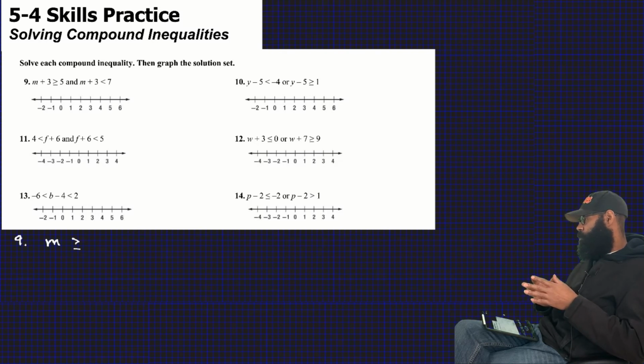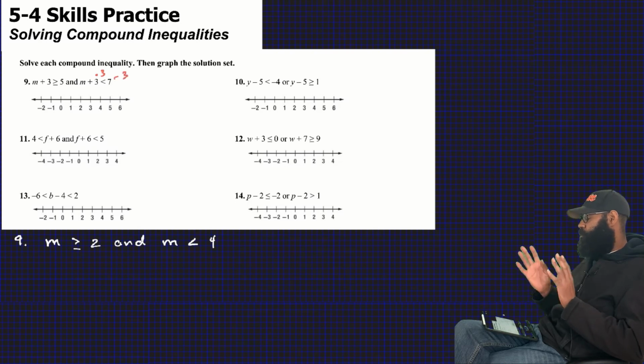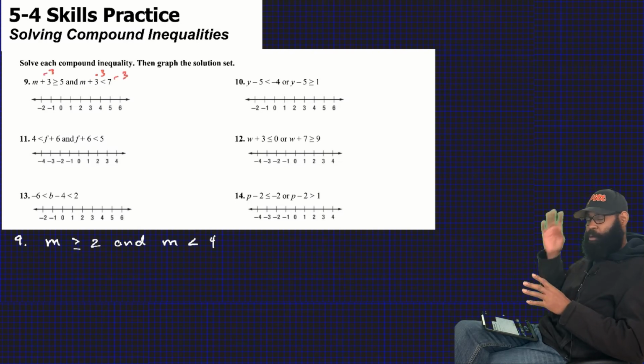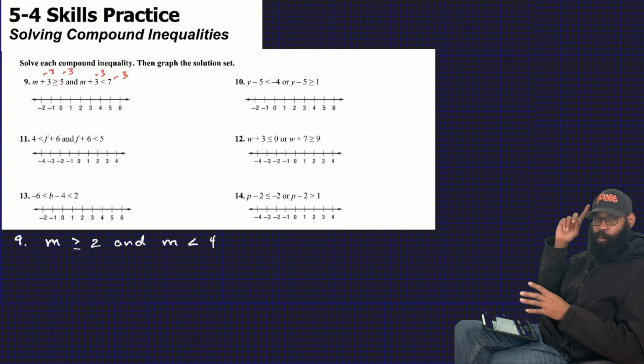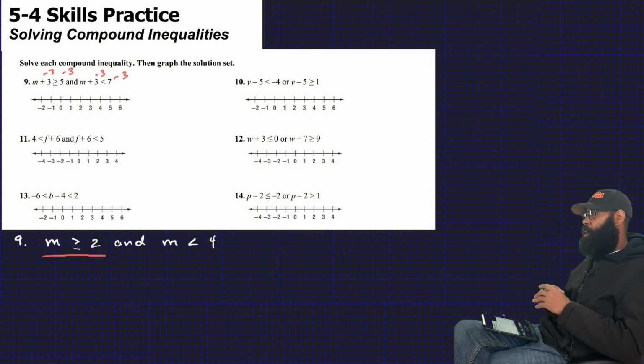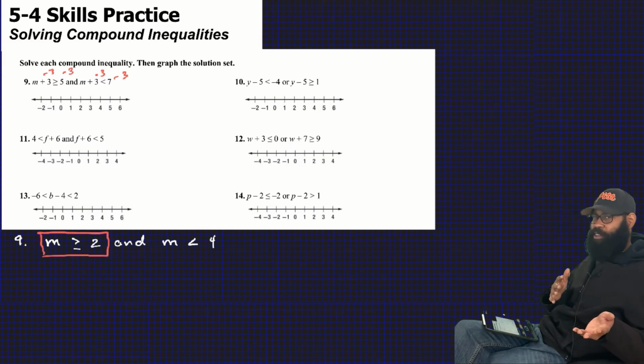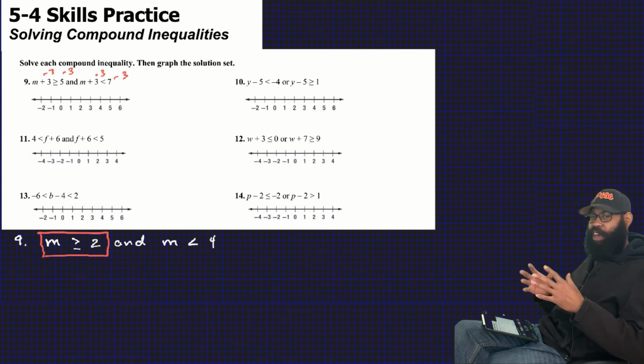M plus 3 is greater than 5. Now, I subtract 3 from both sides, and it gave me 2. The other one, I subtract 3 from both sides, and I get 4. My mouth isn't saying what my brain is thinking because my brain is going too fast. But there I am showing the work. I always like to do that for you guys. I don't want to just have answers.